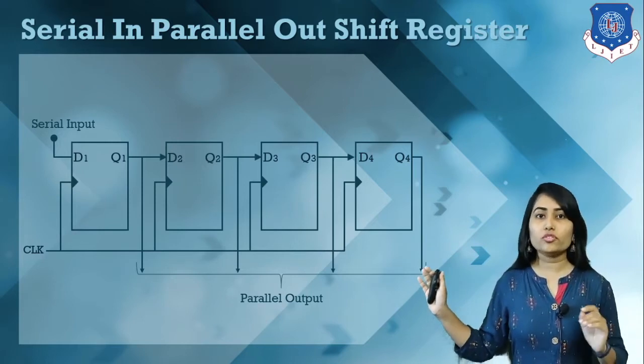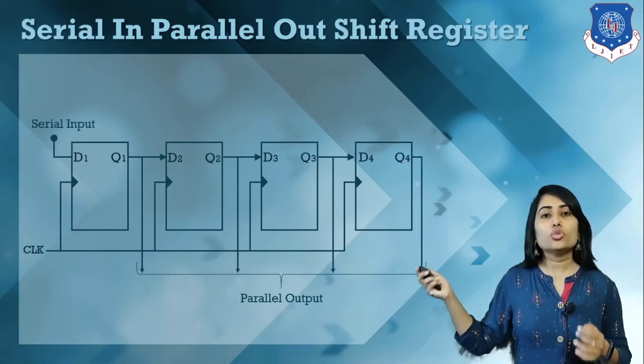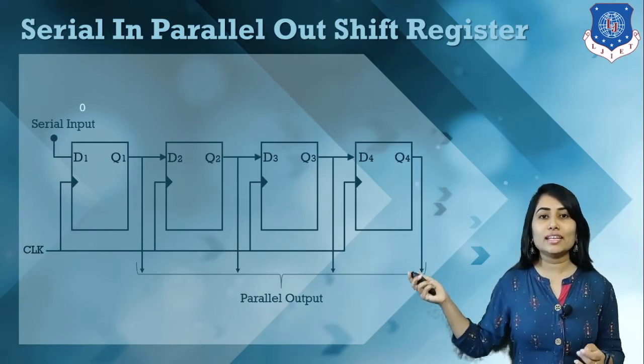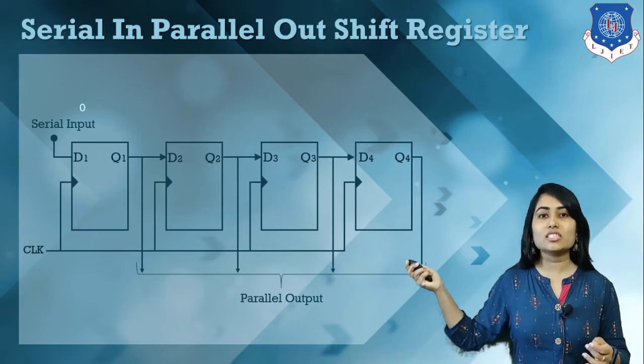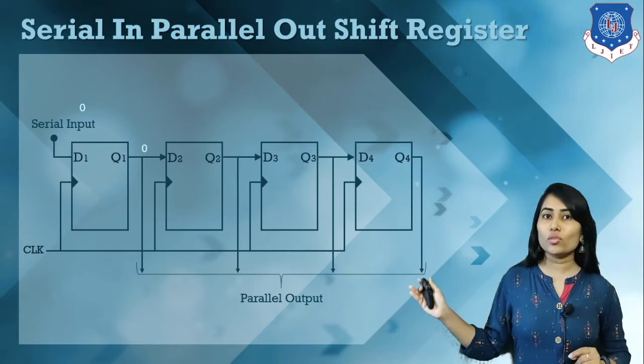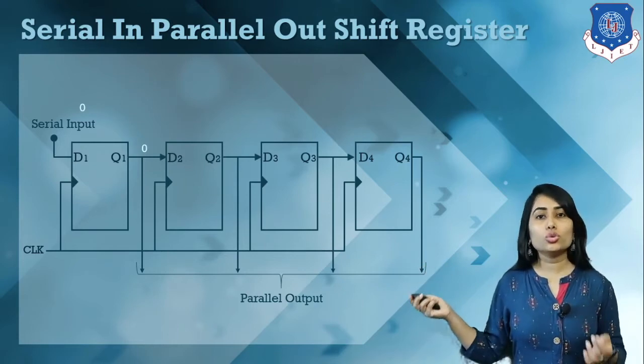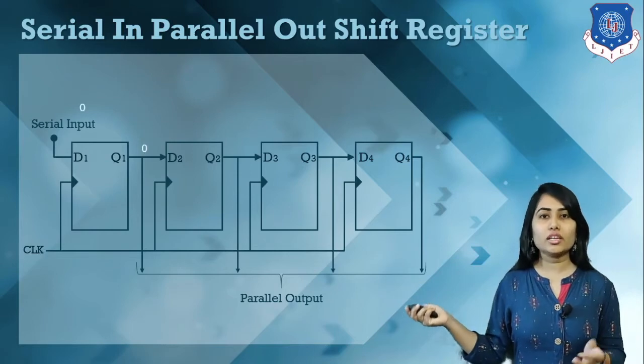Okay, after 4 clock pulses our data is present at the output side. So here, if we entered our data 0, this data is basically present at the Q1 side. So at the Q1 stage we know that we have a 0, and at Q2, Q3, Q4 we have right now nothing.